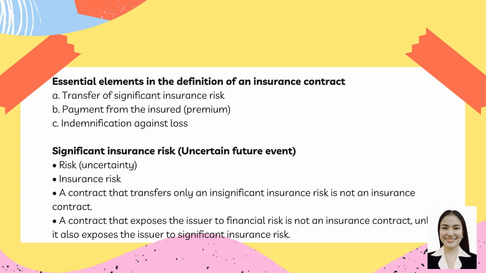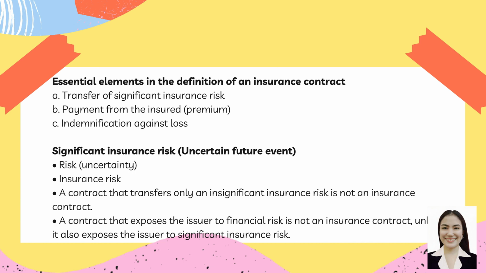And we also have the insurance risk. This is risk other than financial risk, transferred from the holder of a contract to the issuer. And for the third bullet, a contract that transfers only an insignificant insurance risk is not an insurance contract. So this is what we said earlier, right? That if there is no significant insurance risk, there is no insurance contract.